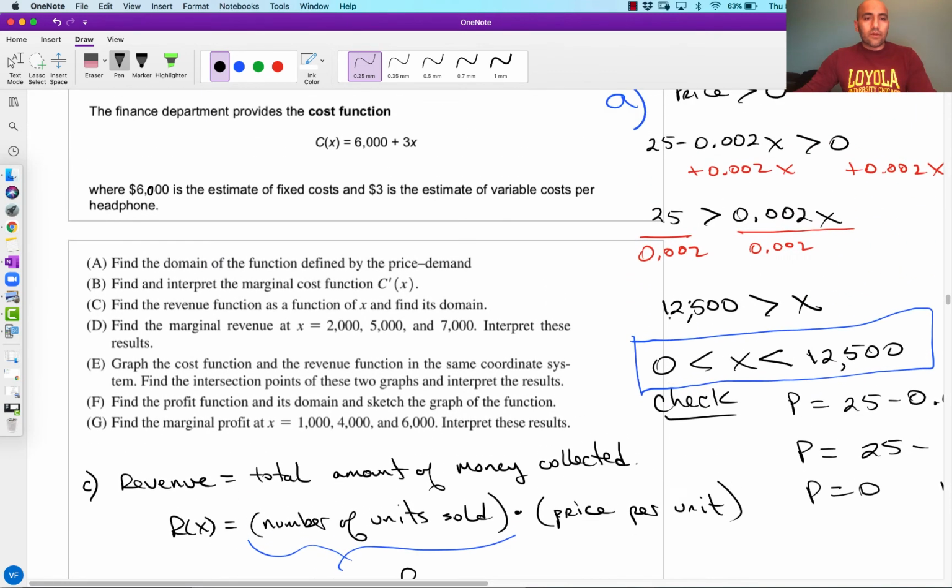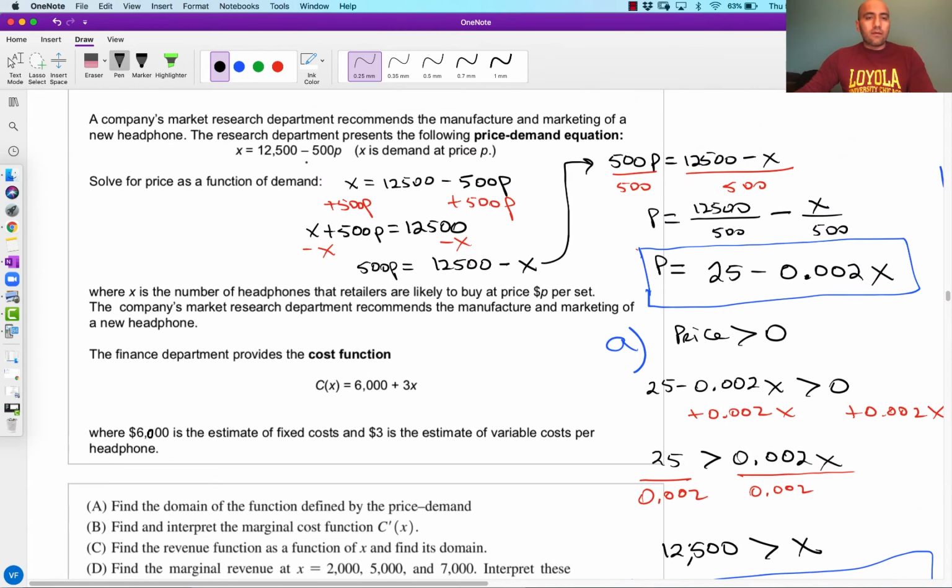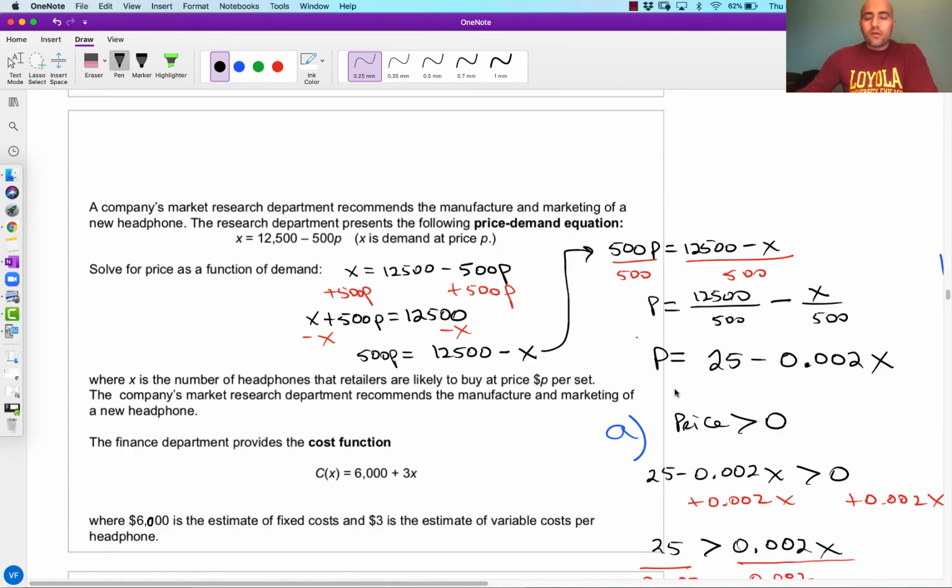We were told, right up here, that this relationship existed: x is equal to 12,500 minus 500p, where x is the demand at price P. The demand for these headsets or headphones at various price points. So we solved for P and we got this equation. So this is an equation of x. Rather than just putting the price equal to this, I can also rewrite it as a function of x. So P of x is equal to 25 minus 0.002x. Right, that also worked for us if we want to write it as a function.